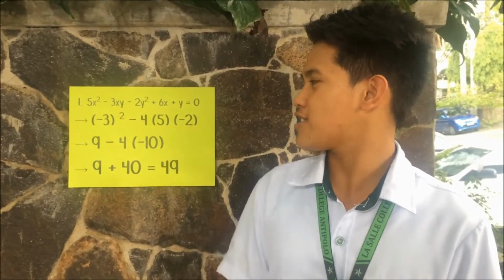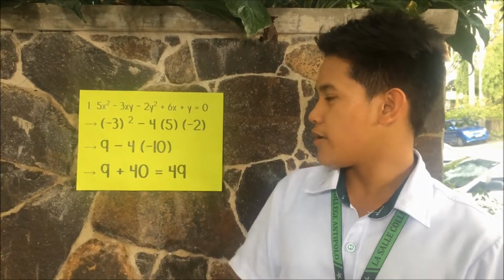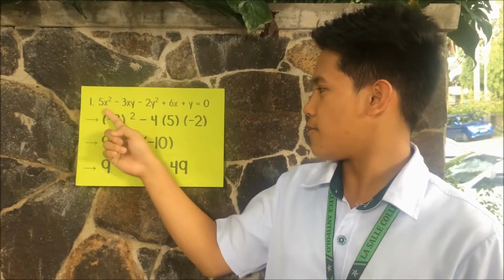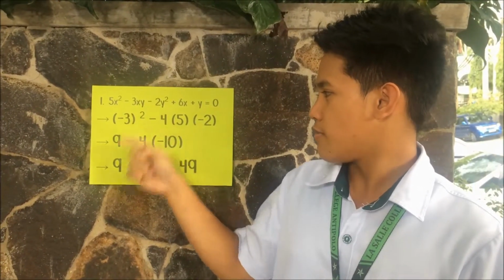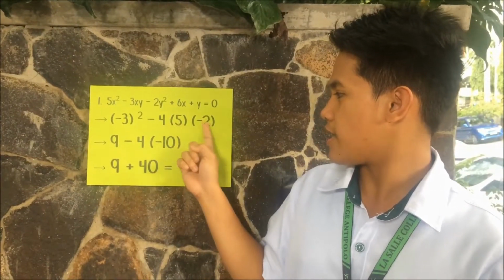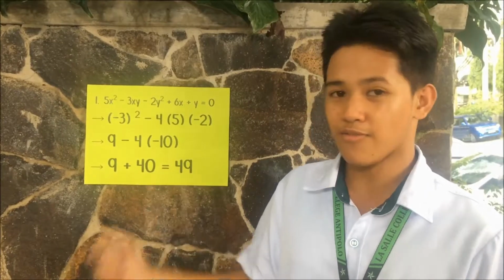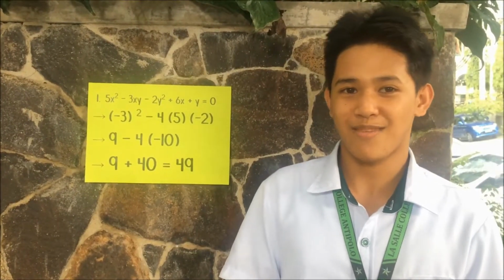5x squared minus 3xy minus 2y squared plus 6x plus y is equal to 0. Our B is negative 3, A is 5, and C is negative 2. First, we need to square negative 3, we will get 9. Multiply 5 by negative 2, we will get 10. And 9 plus 40 is equal to 49. Therefore, our equation is hyperbola.